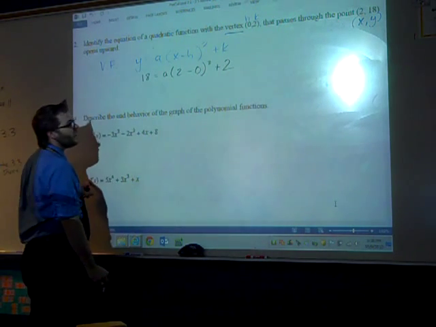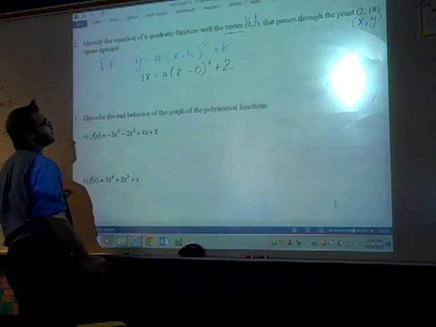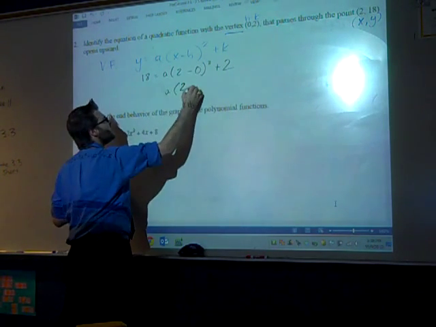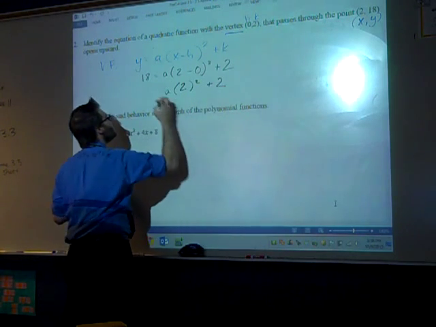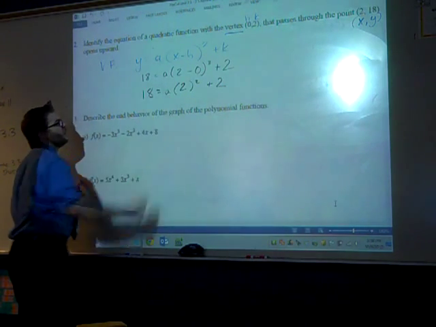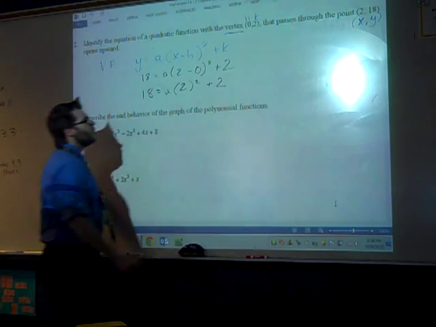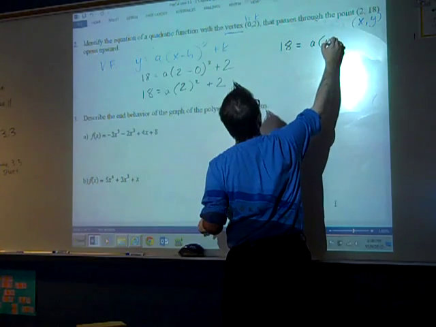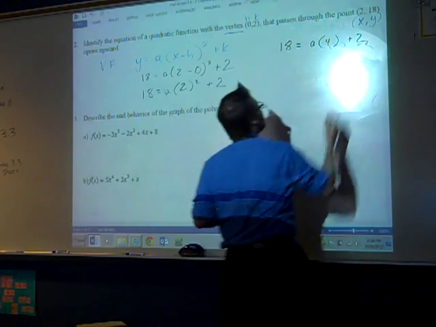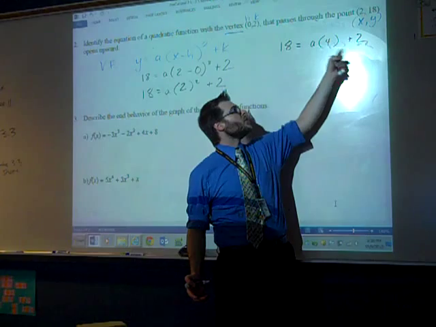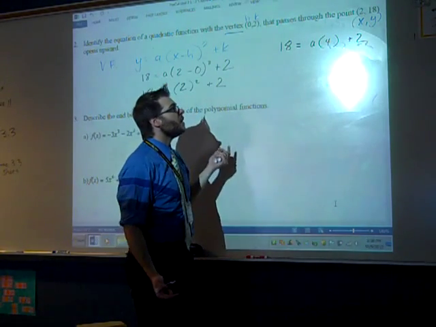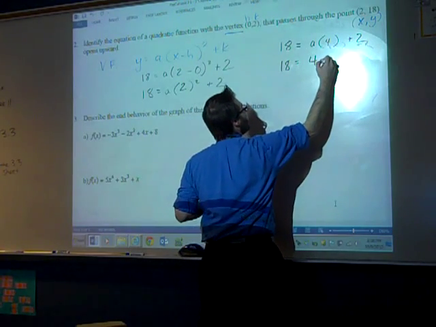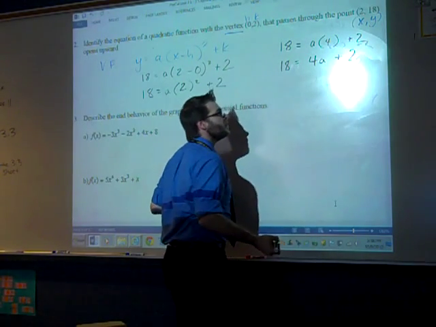So now we want to get a so that we can find our final answer. We're going to go ahead and do 2 minus 0, that's 2. So a times 2 squared plus 2. The rest of this is just PEMDAS. 2 squared is 4. So 18 equals a times 4 plus 2. Now do we multiply first or add first? PEMDAS says we multiply first. So we're going to say 18 equals 4a plus 2 is another way to write that.